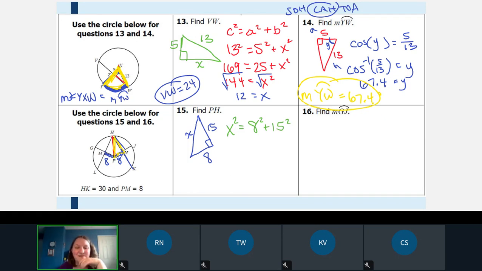All right, so we know that the hypotenuse is X. We know that the legs are 8 and 15. All right, let's see. 8 squared plus 15 squared is 289. Take the square root of both sides. X is 17. So X was the hypotenuse of that triangle. In the circle, that's exactly what we were looking for, pH. So we don't have to really do anything else except write pH equals 17.